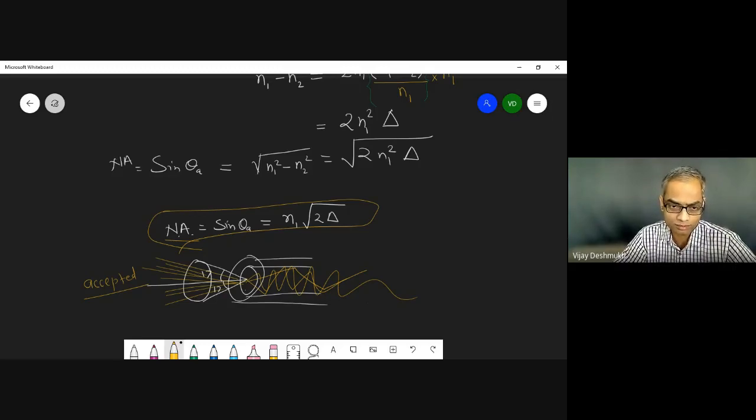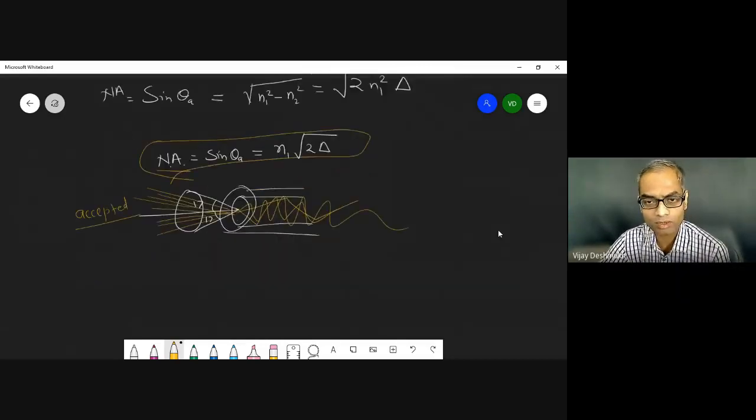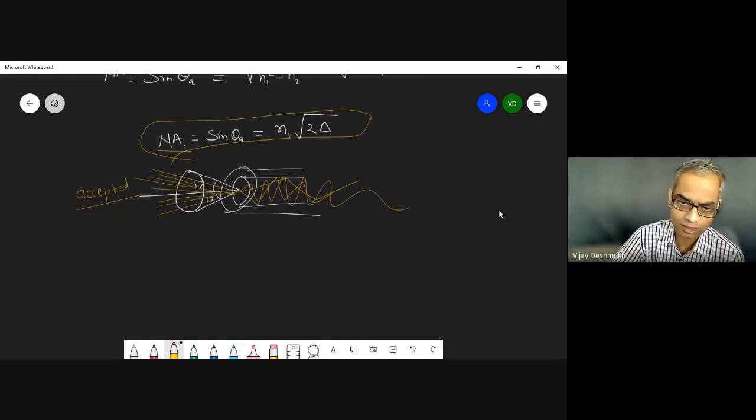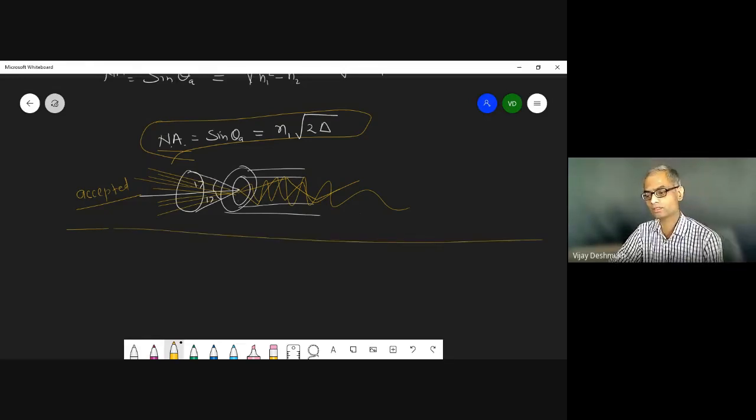Are you getting it? Just by knowing the fractional refractive index, you can find out the numerical aperture. Okay. So let us take another example on this formula, and then I will stop speaking. You have to tell me the applications of laser and optical fiber one by one.